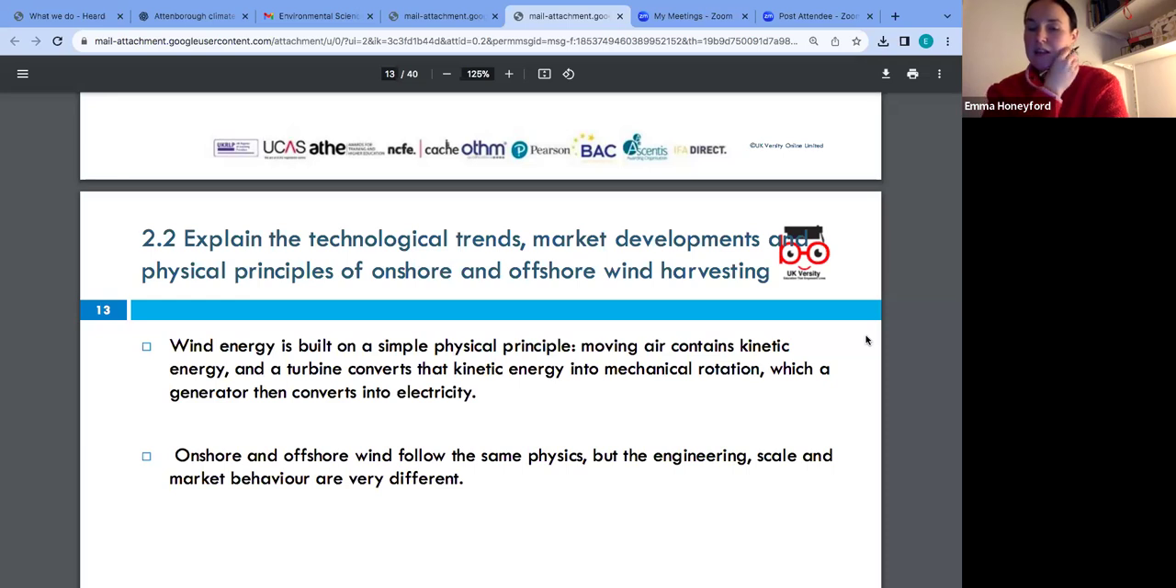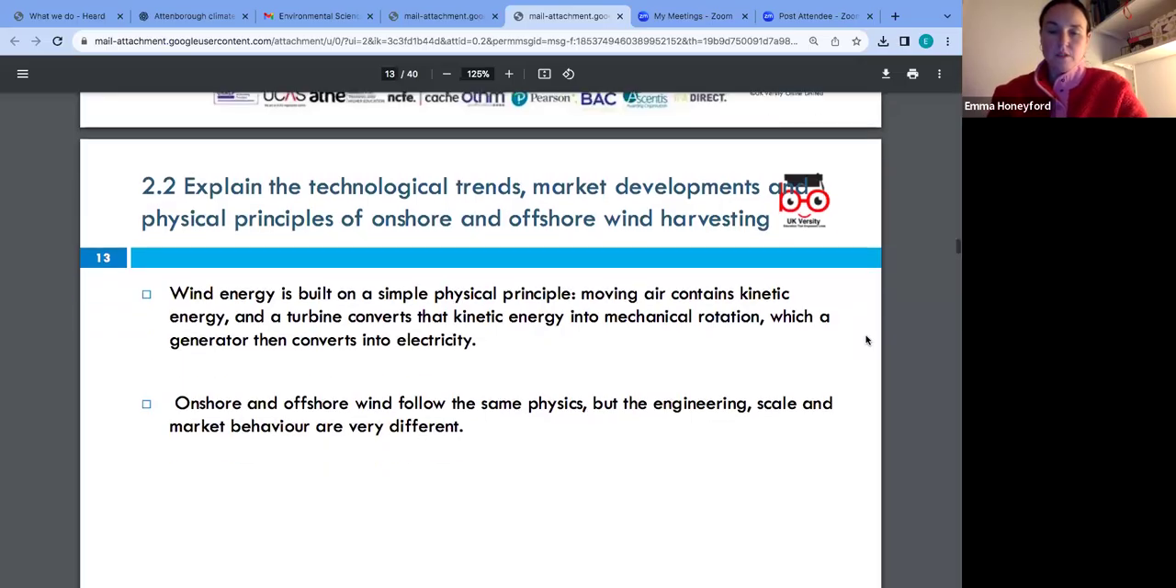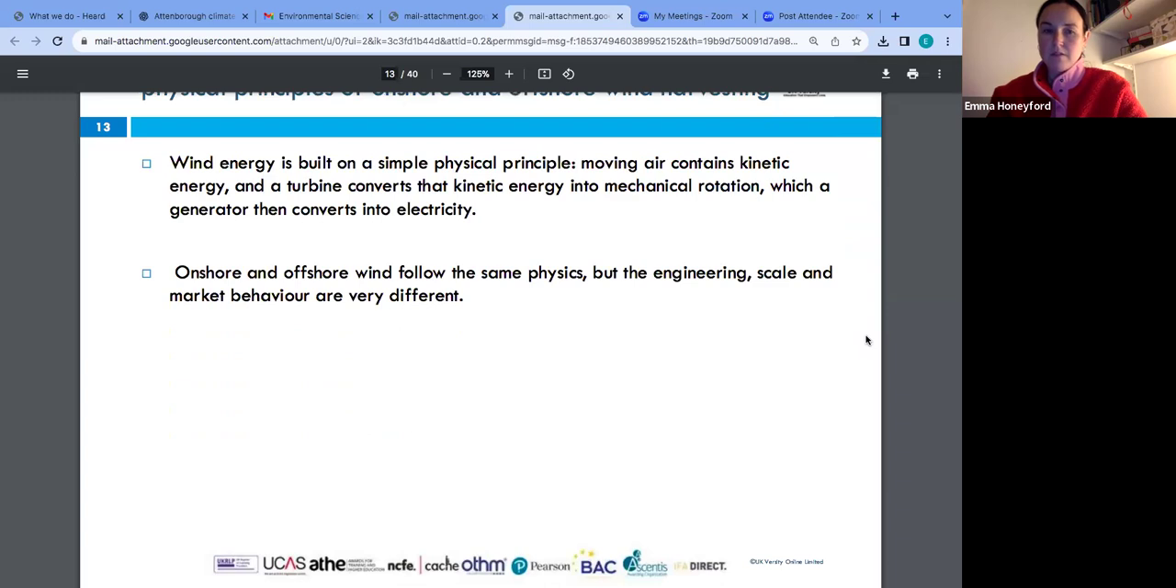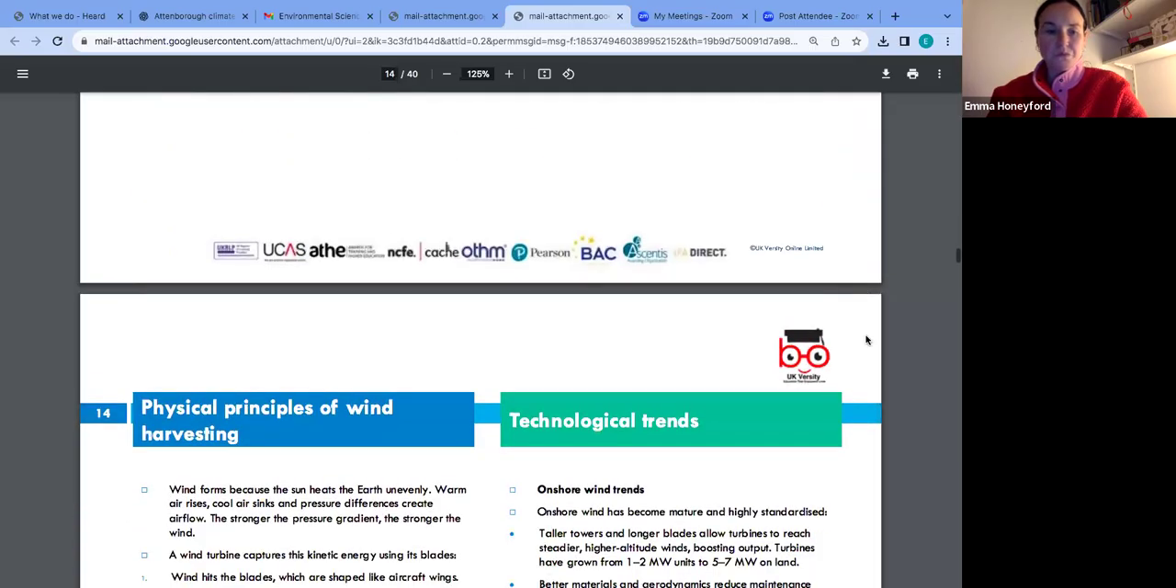Wind energy is built on a simple physical principle. Moving air contains kinetic energy, and a turbine converts that kinetic energy into mechanical rotation, which a generator then converts into electricity. Onshore and offshore wind follow the same physics, but the engineering, scale, and market behaviour are very different. So it's just worth noting there: the same science, but there are different factors that have meant it's been taken on quite differently throughout the world.